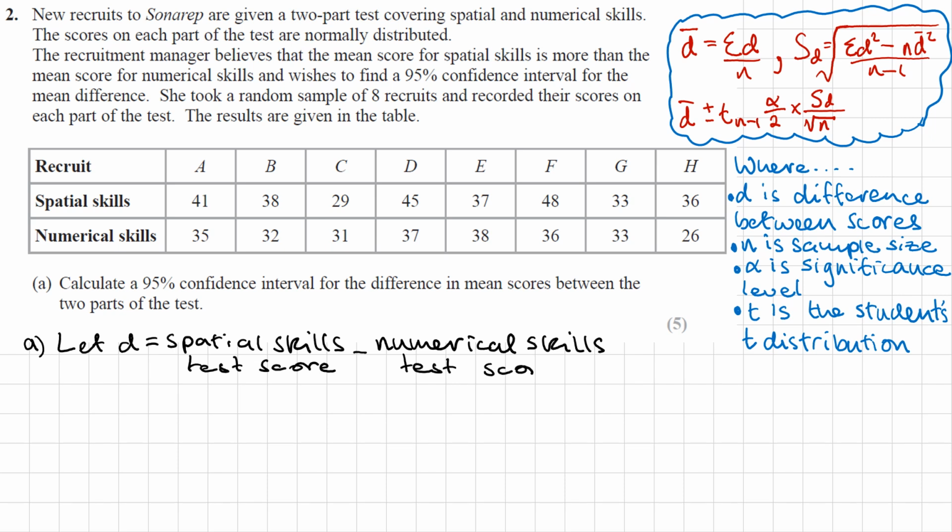The easiest way to do that with the table that I've got is just to add another row D and work out what those differences are. So it's basically going to be the top number, subtract the bottom number. So some of those differences are going to be negative. So 41 minus 35 is 6. 38 minus 32 is also 6. 29 minus 31, negative 2. 45 minus 37, 8. 37 minus 38, negative 1. And then we're going to have 12, 0, and 10.